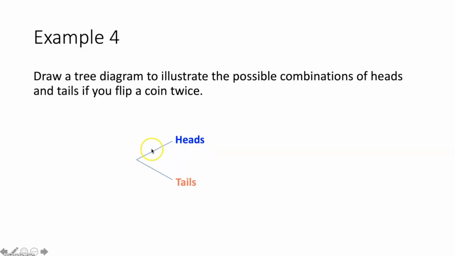Now we're not just flipping a coin once though, we're flipping it twice. So after our first flip, let's say we get heads. Then for our next flip after that, we can either get again heads or tails. Let's say in our first flip we got tails. After that in our second flip, we could get again heads or tails. So by counting the ends of these branches, we get the total number of possible outcomes. And there are 1, 2, 3, 4 possible outcomes here.